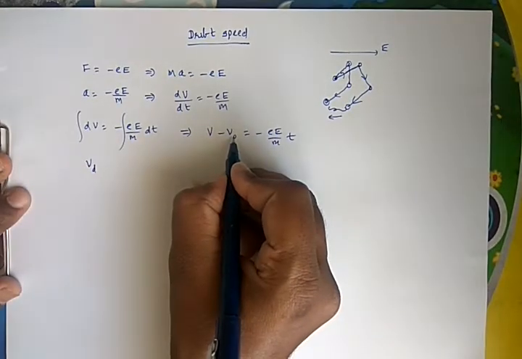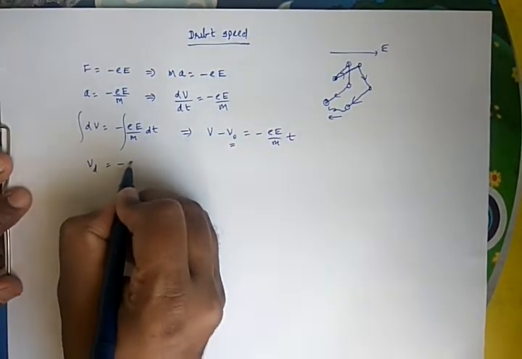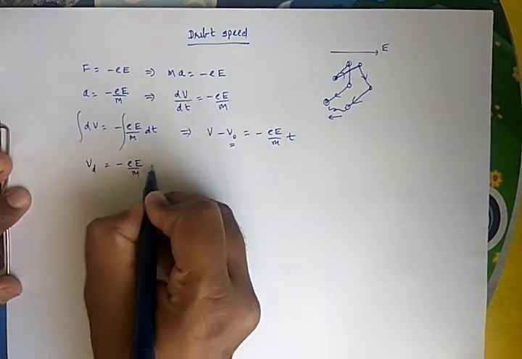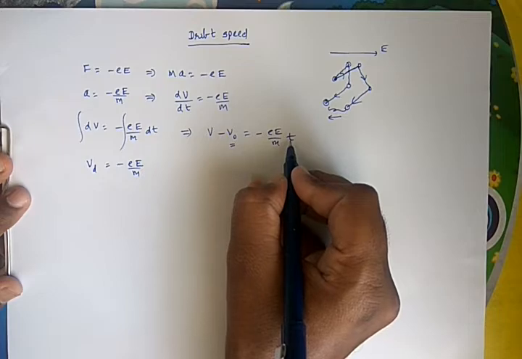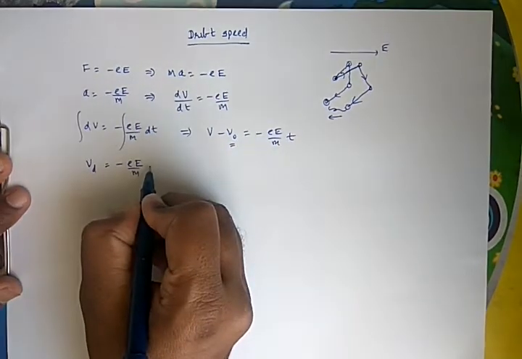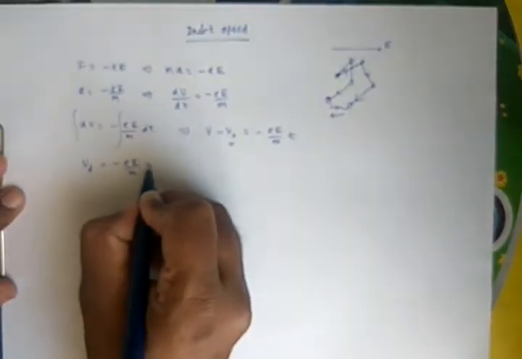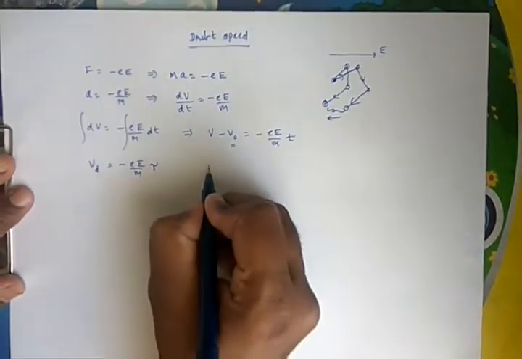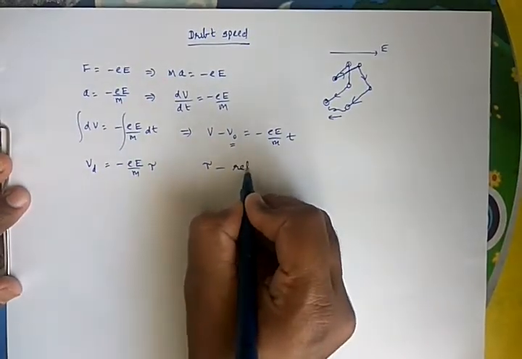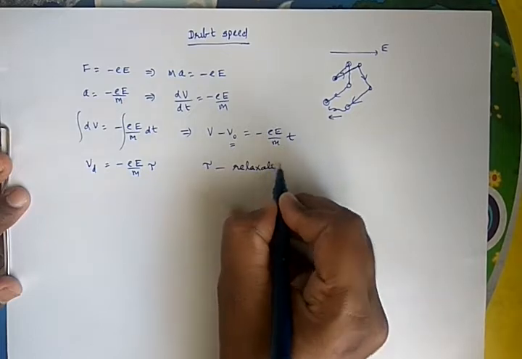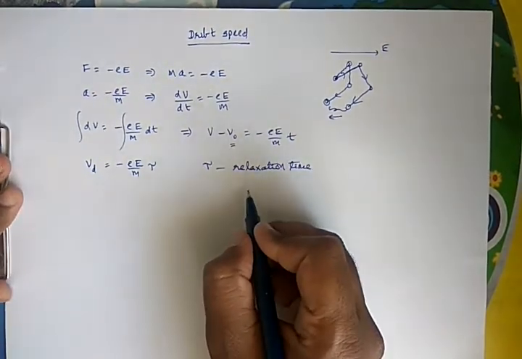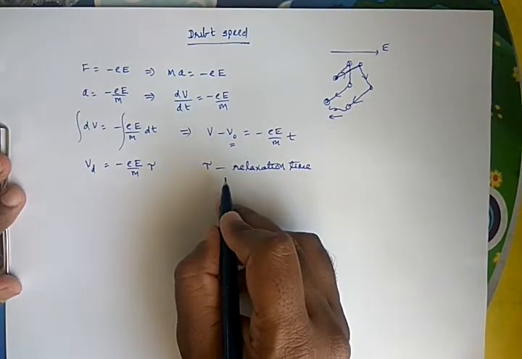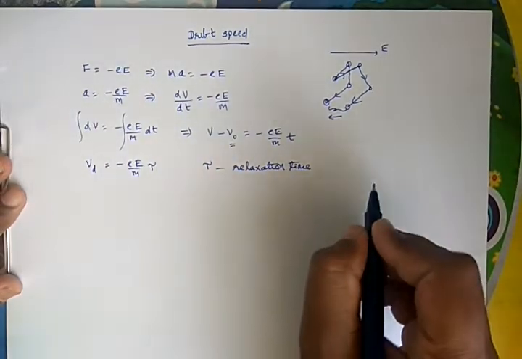and that average will become 0 now, equals minus E by m. And this is also not a constant parameter, and the time period may change from collision to collision. So when you take the average of that, you get tau, which is called here the relaxation time. You can also call it the time between two successive collisions.